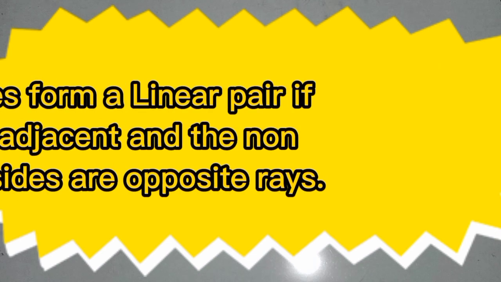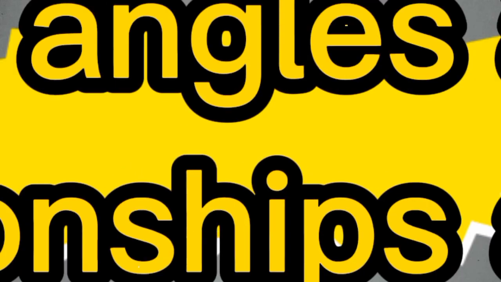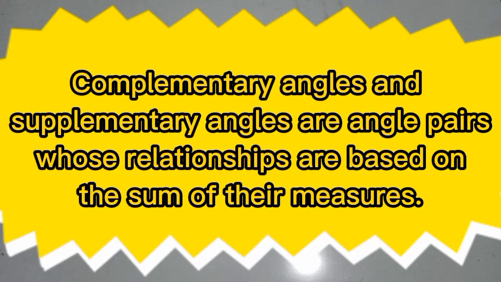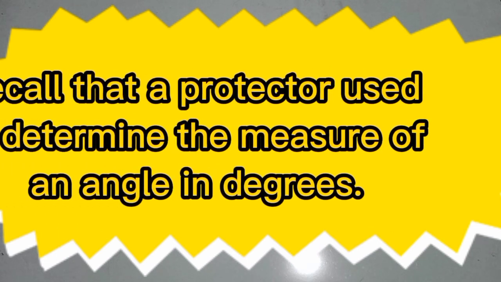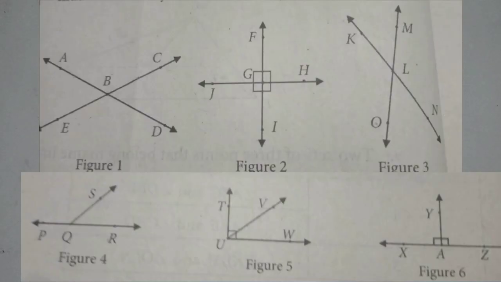When we say linear pair, two angles form a linear pair if they are adjacent and the non-common sides are opposite rays. When we say complementary angles and supplementary angles, these are angle pairs whose relationships are based on the sum of their measures. We need to recall that a protractor is used to determine the measure of an angle in degrees. Let us use figures 1 to 6 to show different angle pairs.